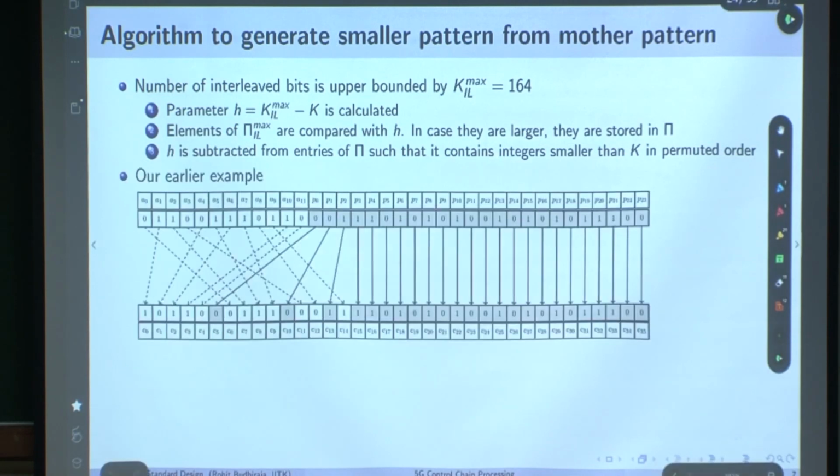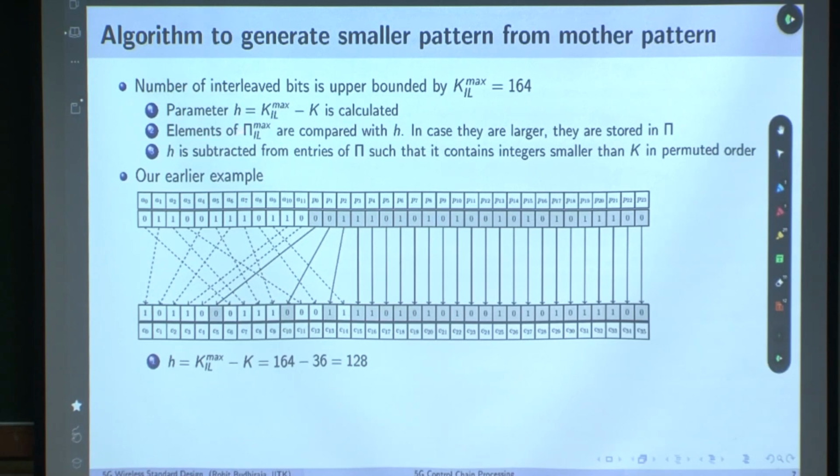Let's see this. Our earlier example is this. Once I give you this example, all these steps will become clear. What is h? What did we do with h? K max is 164. K is 12 plus 24: 12 input bits and 24 CRC bits. What do you get? 128. Now what is the second step? What does pi L max contain? Numbers between 0 and 163. So I'll subtract this 128 from 0 to 163.